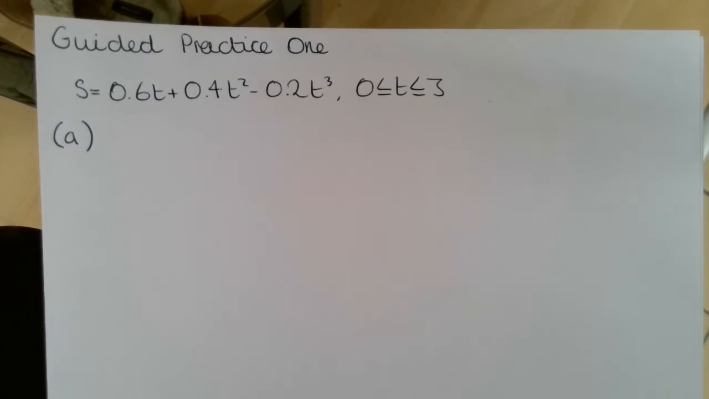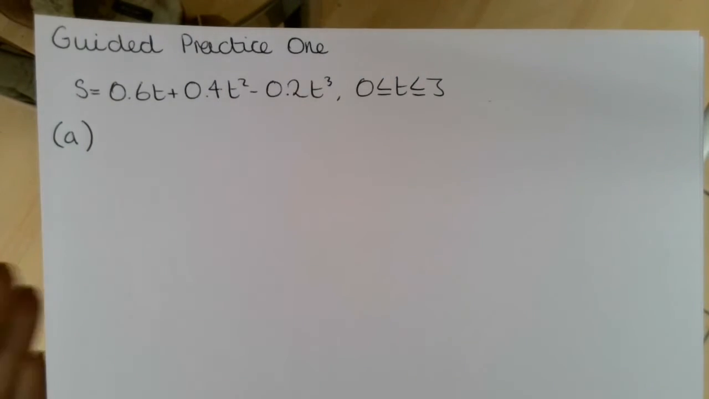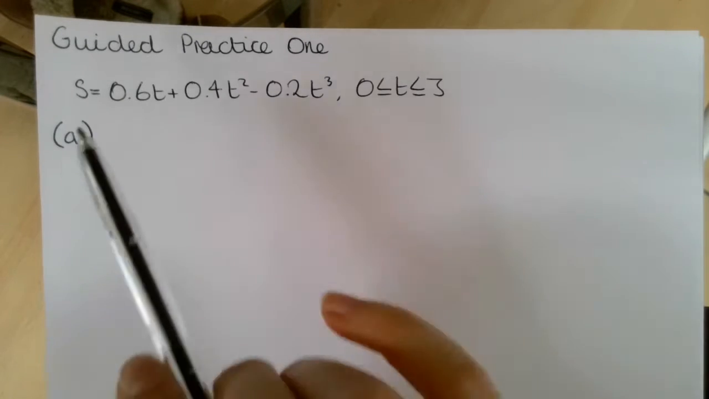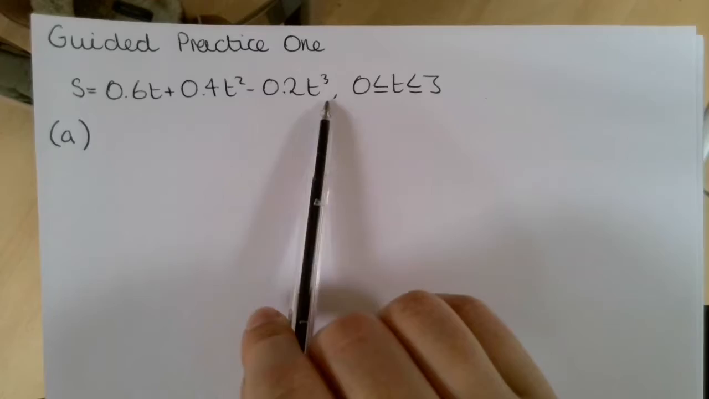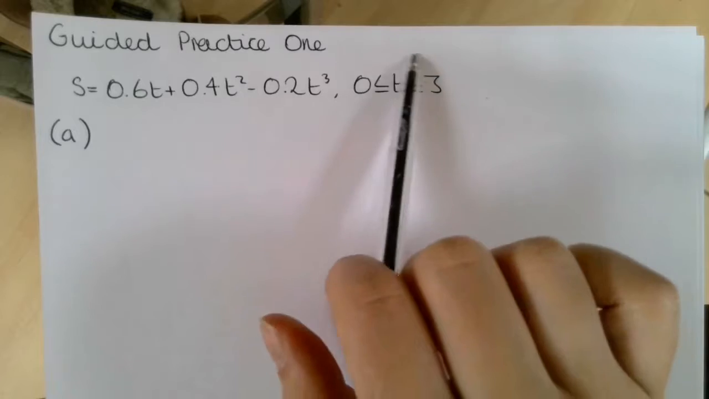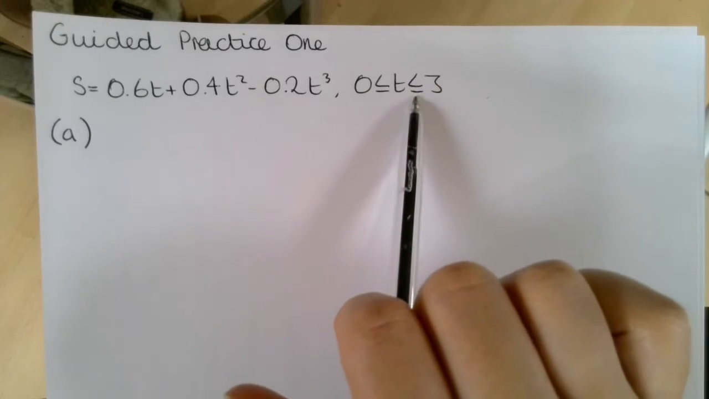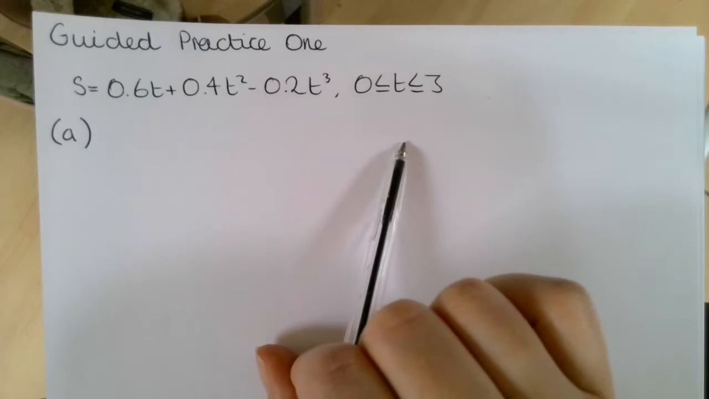We're going to look at some maxima and minima problems. So the example that you have been given is a child playing with a yo-yo, and we've got an equation here for the distance, s meters, of the yo-yo from the child's hand after t seconds, which is s equals 0.6t plus 0.4t squared, subtract 0.2t cubed. And we've got here the restriction that 0 is less than or equal to t, which is less than or equal to 3. Now part A asks us to justify this restriction.